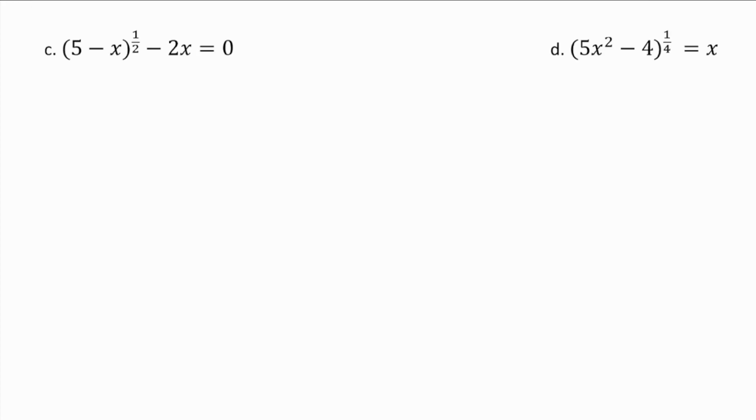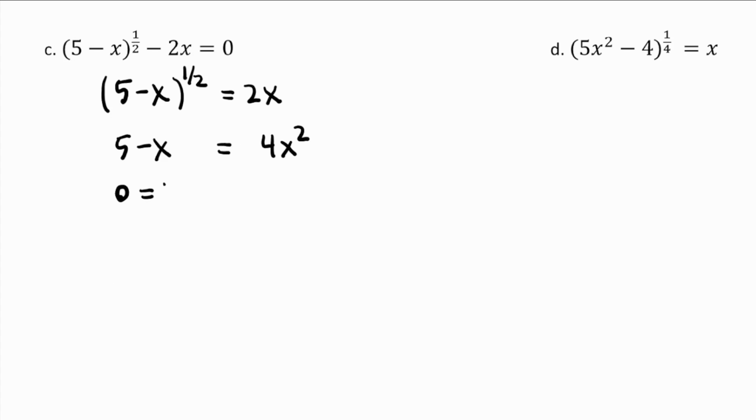Here, with this one, I'm going to want to isolate the thing with the parentheses because I'm going to want to square both sides to get rid of that half power. So I'm going to start by adding 2x to both sides. Then I'm going to square both sides of this equation, so I'm going to get 5 minus x equals 4x squared. Now if I square both sides of the equation, I will need to check at the end, so that's kind of on my mind right now. But I've got a quadratic, so I need to set this thing equal to 0. So 4x squared plus x minus 5.